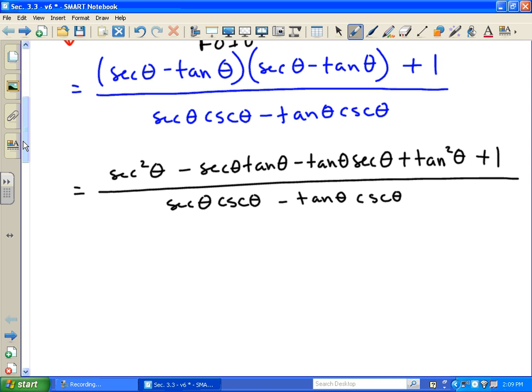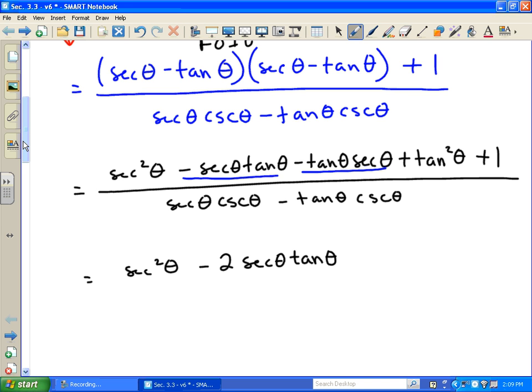Now, from this point, there's a couple of things I can combine and something I can rewrite. First of all, these two terms are actually the same term. Negative secant theta times tangent theta is the same thing as negative tangent theta times secant of theta. They're just multiplied in a different order. Since they are the same term, I can add them together and say that they are equal to negative 2 secant of theta tangent of theta. I'll leave the secant squared as it is, and then this is negative 2 secant of theta times tangent of theta.